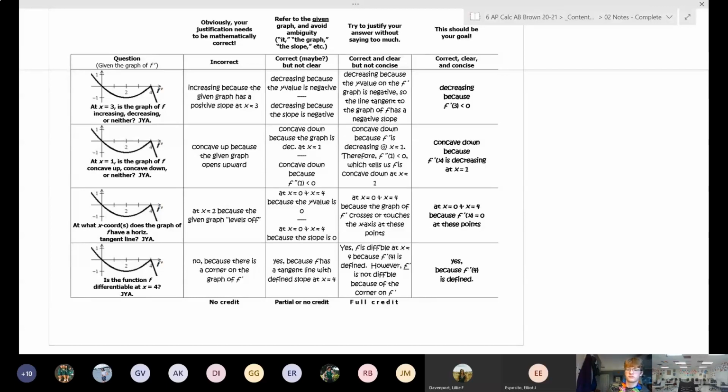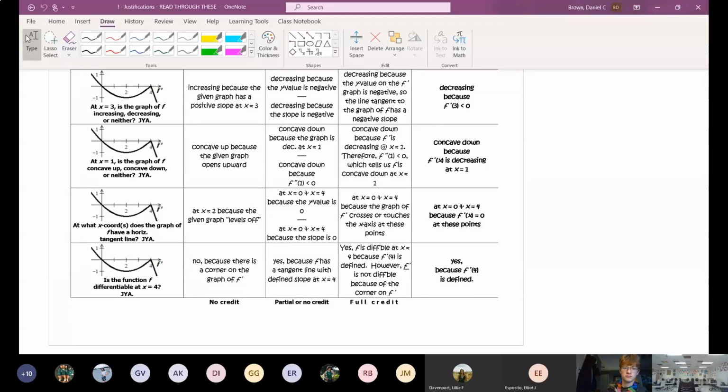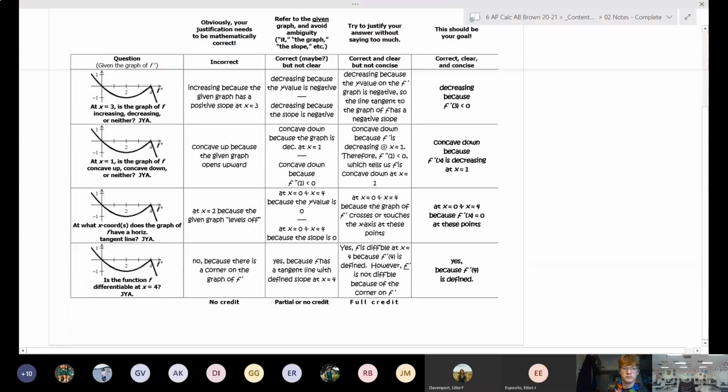No math person is impressed by how many words you can use in an explanation. Just leave the adjectives and the descriptions for English class. A math person just wants you to tell them what it is and get your answer out as clearly and concisely as possible. So when you justify your answers, we want to be clear, we want to be concise, and then obviously we also want to be correct.